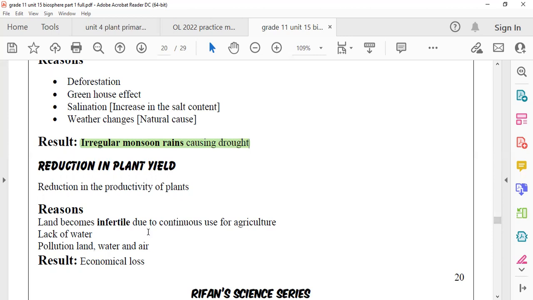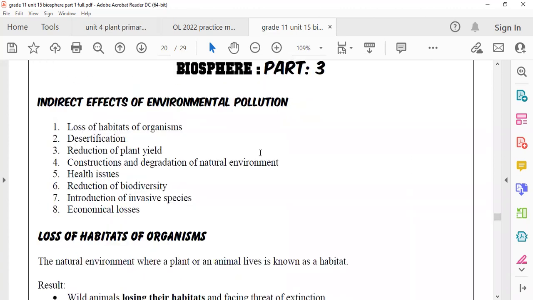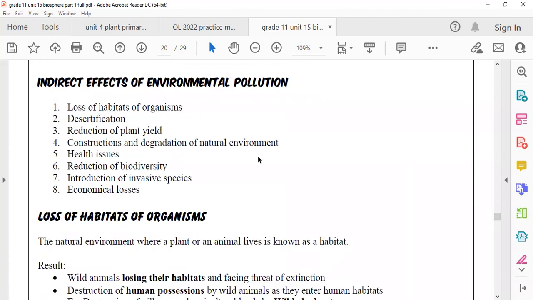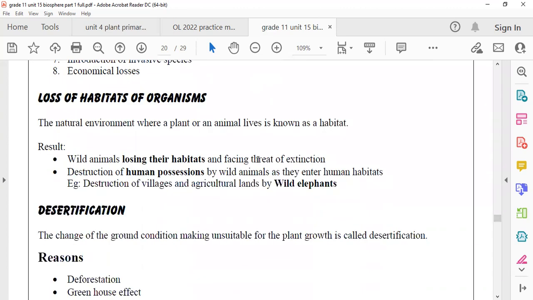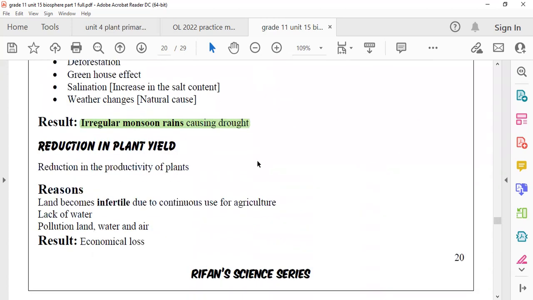Hope you understood it. Inshallah, the rest I will speak about in the next class. You can write the notes here: the loss of habitat note, the desertification note, and the reduction in plant yield note. Okay. So 20 pages I have completed up to now. Inshallah, another 9 pages are there. I will complete them and release you from unit number 15.